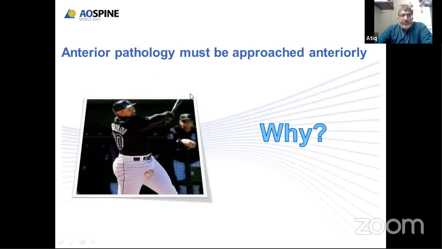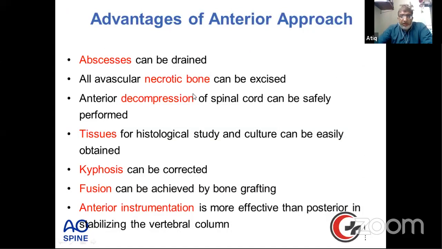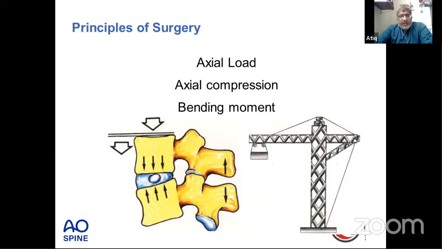So at our center, we prefer to go anteriorly in the tuberculosis of the spine because you can deal with the abscess, necrotic bone, decompression, and you can get the tissue for the histopathology very well from the anterior approach. You can also deal with kyphosis from the anterior approach and can cause the fusion of the pathological area in a better way if you have everything in front of you. And you can do the anterior instrumentation as I have shown you in my presentation.